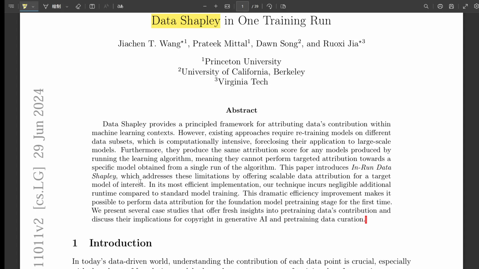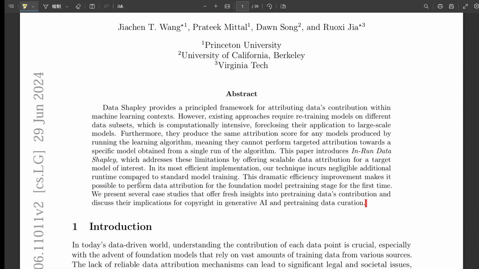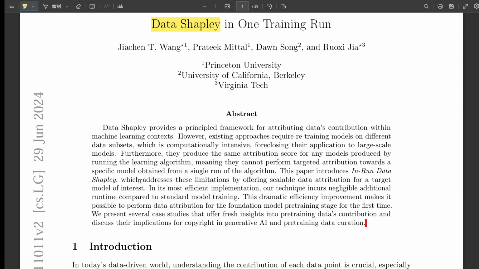It's called in-run data Shapley. It's a genuinely novel technique for figuring out data contribution during a single training run of a model. Okay, in-run. So let's unpack this. Why is figuring out the contribution of individual data points such a big deal anyway? I mean, if the model works well, isn't that what matters most?